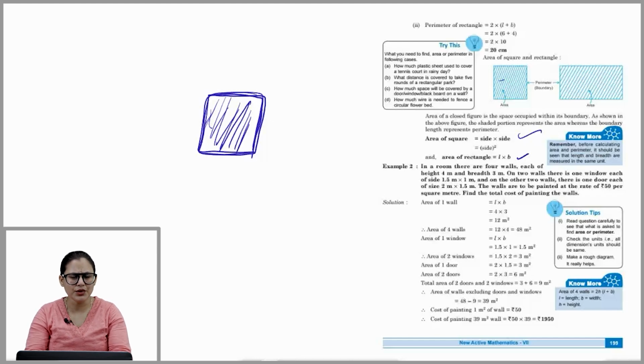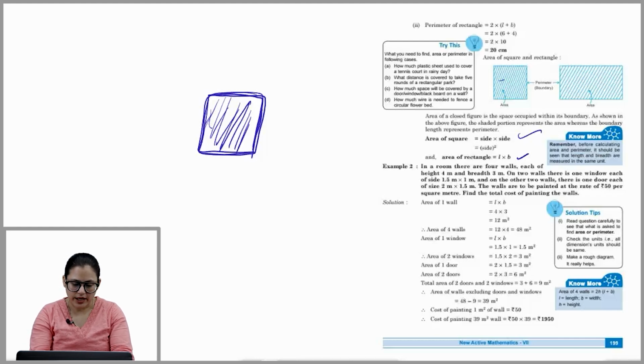Example, in a room there are 4 walls, each of height 4 meter and breadth 3 meter. On 2 walls, there is 1 window, each of side 1.5 meter into 1 meter. And on the other 2 walls, there is 1 door, each of size 2 meter into 1.5 meter. The walls are to be painted at the rate of 50 rupees per square meter. Find the total cost of painting the walls.